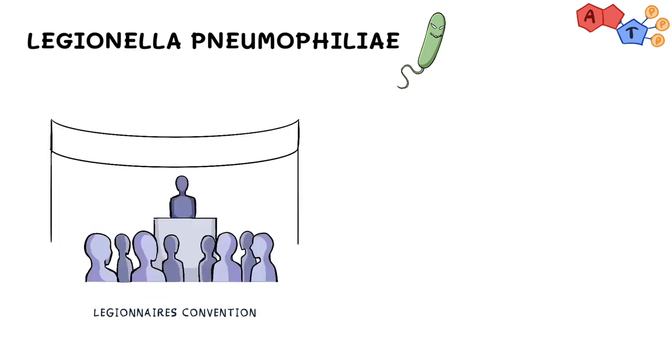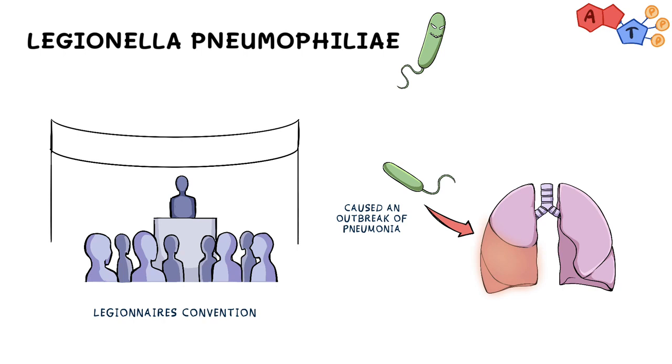Let us break down the name first. It's called Legionella because it was first identified at the American Legion Convention, where there was an outbreak of pneumonia amongst the attendees of the conference. You can easily remember from the name that this bug causes pneumonia.